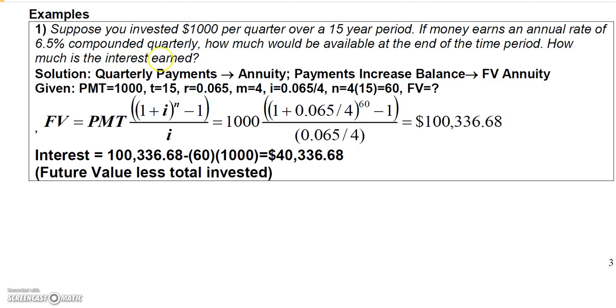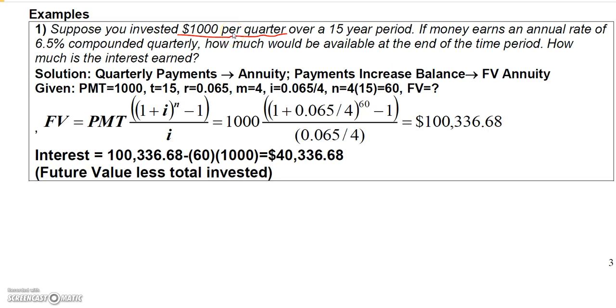We'll continue with some future value annuity problems here. Let's take a look at number one. It says, suppose you invested $1,000 per quarter over a 15-year period. Now, first of all, what makes this an annuity is those little two words right there, $1,000 per quarter.